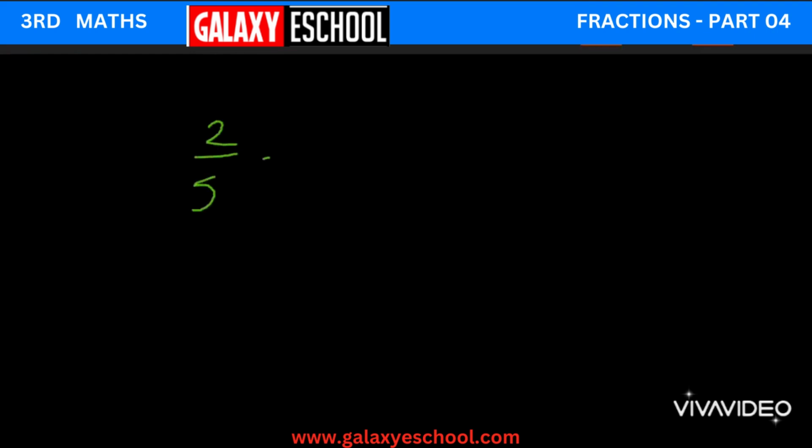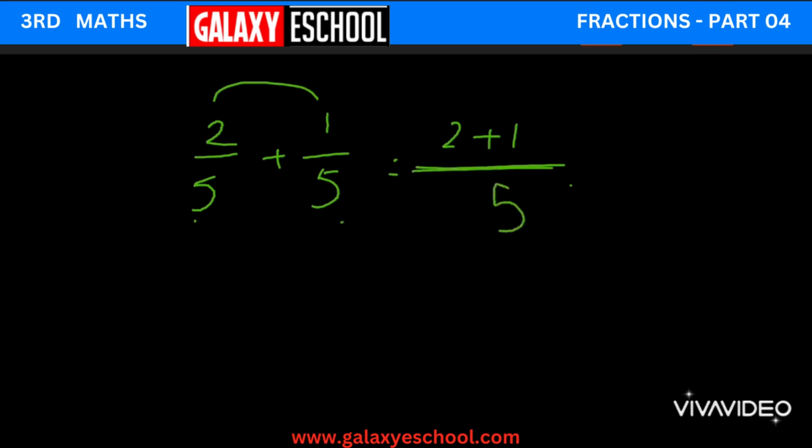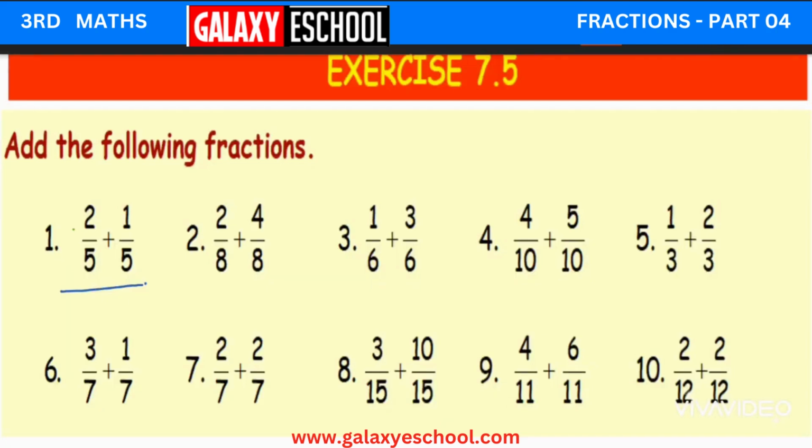So 2 by 5 plus 1 by 5. How to do it? We need to add our numerators, 2 plus 1, divided by our common denominator, that is 5. Now what is the sum of the numerators? 2 plus 1 is 3, divided by our denominator 5. So 2 by 5 plus 1 by 5 is equal to 3 by 5.